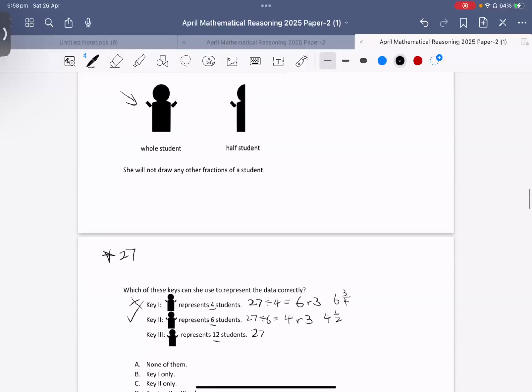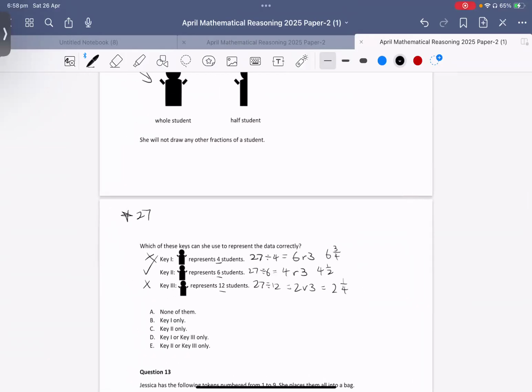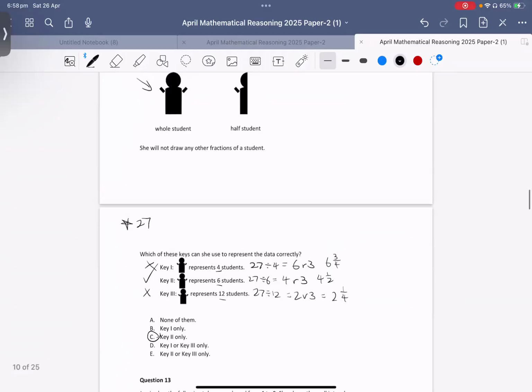So 27 divided by 12 would be 2, remainder 3, which is 2 and 1/4. Can we represent a quarter of a student? No, we can't. So key 3 also doesn't work. So the only one that works for us is actually key 2. Okay, hopefully that makes sense.